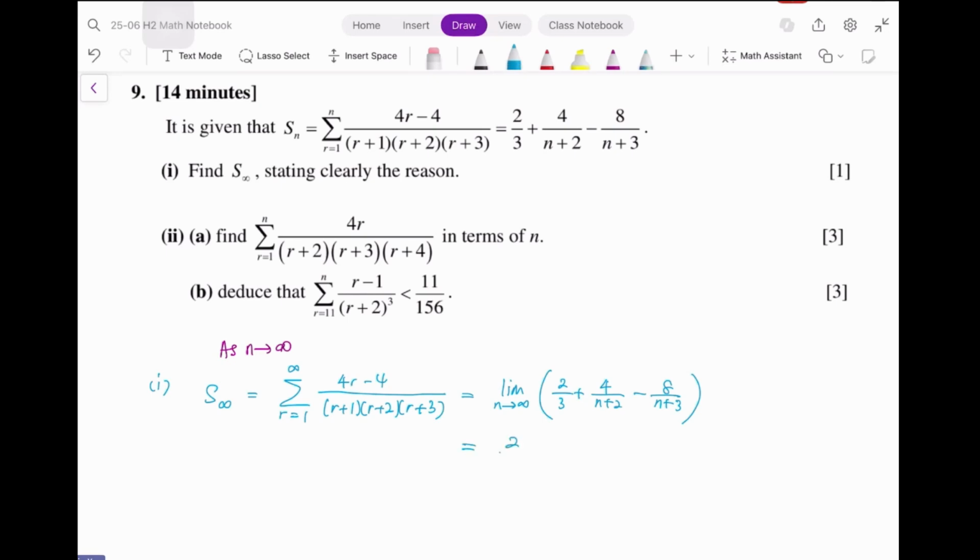Let's analyze the limit now. The limit of 2/3 is still 2/3. The limit of this is 0, so I will plus 0 minus 0. You more often than not must put a 0 there because they ask us to show and state the reason clearly. So this is really stating the reason clearly lah. So S infinity will be equal to 2 over 3, like that.